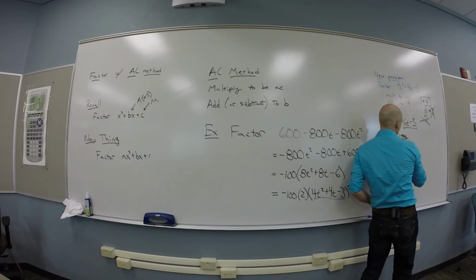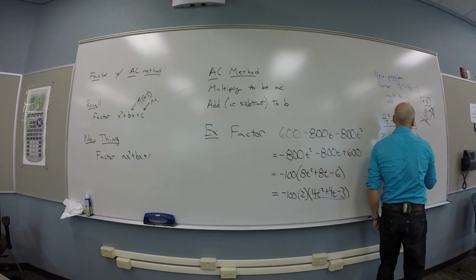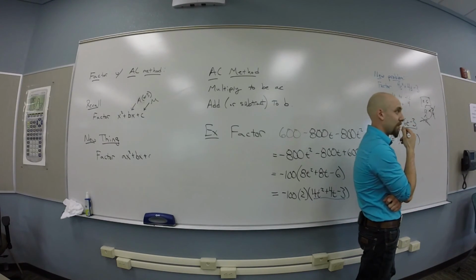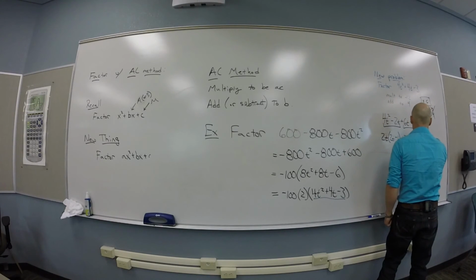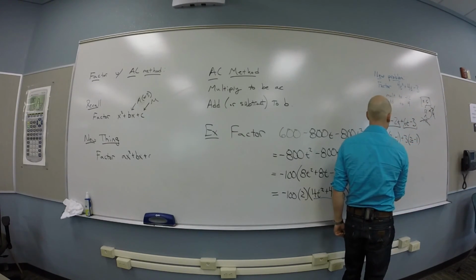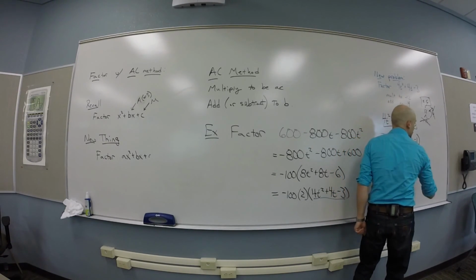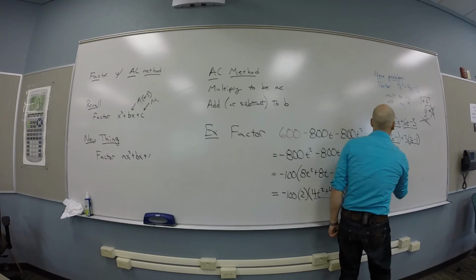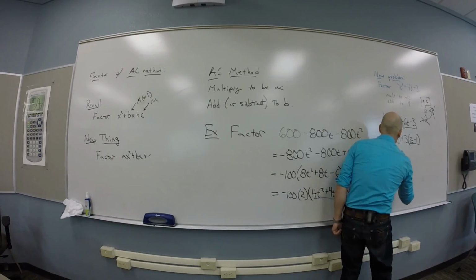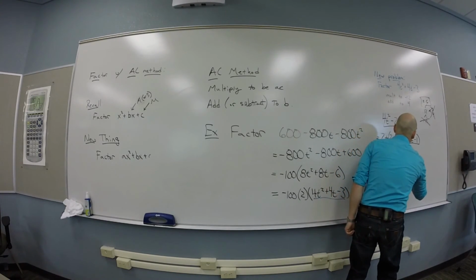Okay, out of the other piece, what can I factor? 3. I can factor 3. What am I left with? 2t minus 1. Now, I can factor this 2t minus 1 out, right? So I've got a 2t minus 1. What am I left with? 2t plus 3.